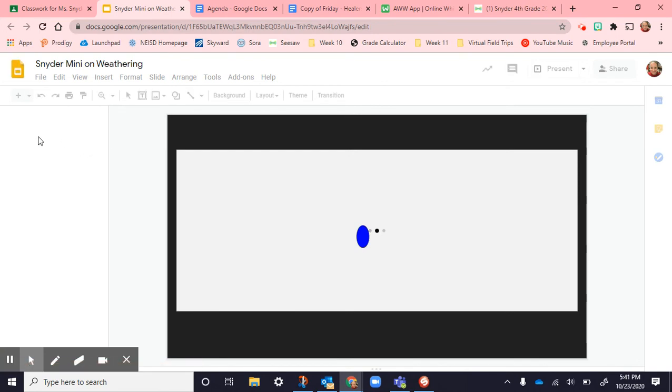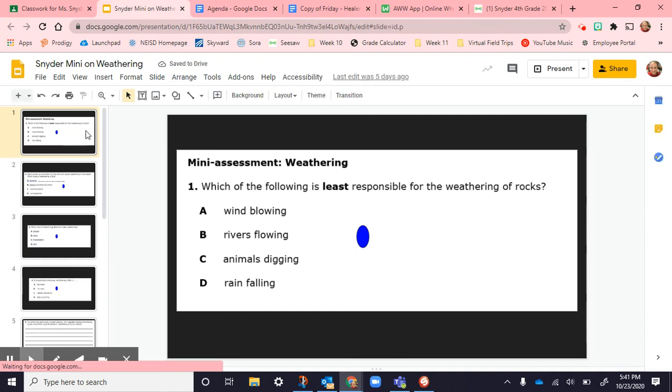And so we were taking what we've learned and applying it to some questions here. We didn't answer them together. We just talked about them, and then students had the chance to go answer. So it says, which of the following is least responsible for the weathering of rocks? Wind blowing, river flowing, animals digging, or rain falling?